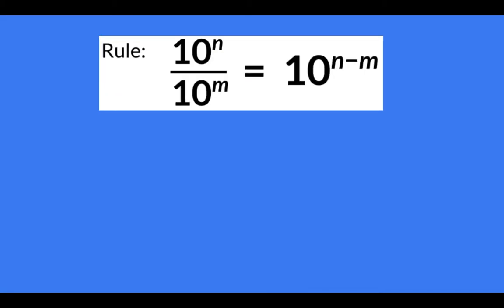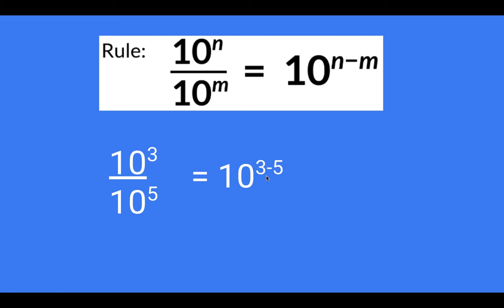Dividing powers. When we do that, we're going to keep our base and subtract our exponents. So let's look at an example. 10 to the 3rd over 10 to the 5th. We're going to subtract our exponents. We're going to subtract 3 minus 5.